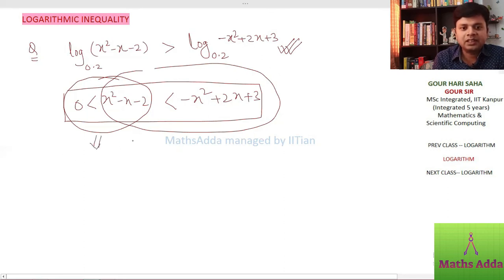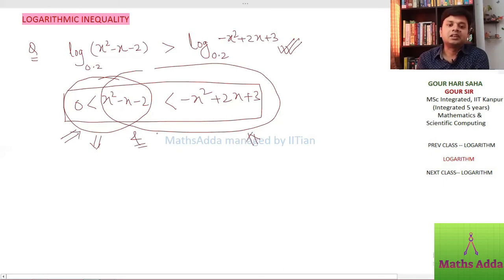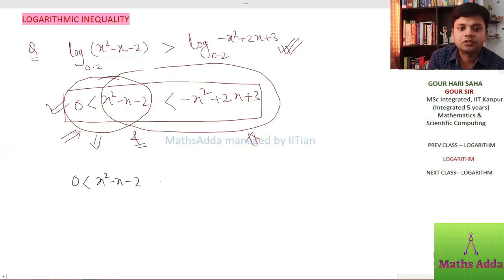And I am saying this and this, so you should not forget this one. Whatever answer you get here and the answer you get here, it must be common, which will be considered as the final answer. So solve this part. It is 0 is less than x square minus x minus 2. So can we factorize it?